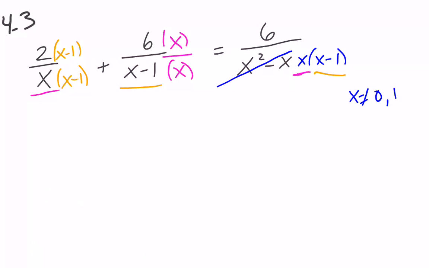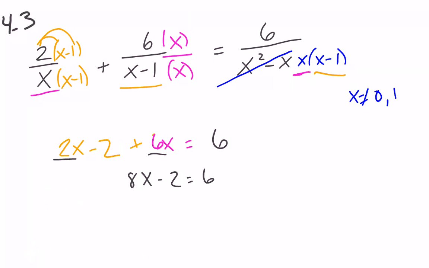So now I'm just going to simplify the top. 2 times x is 2x. 2 times negative 1 is negative 2 plus 6x equals 6. So 2x plus 6x is 8x minus 2 equals 6. So 8x equals 8, which means x equals 1.